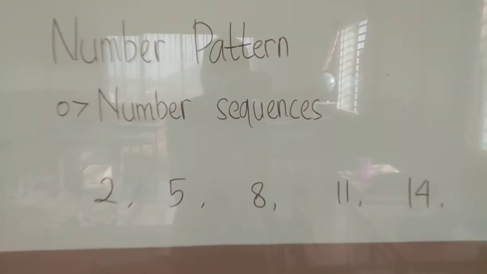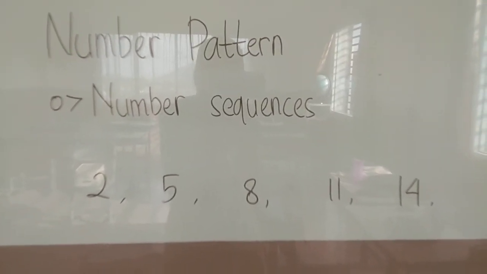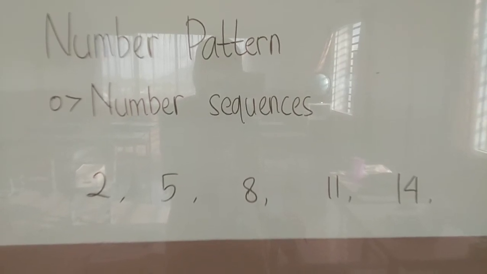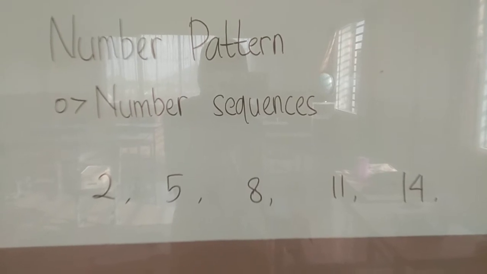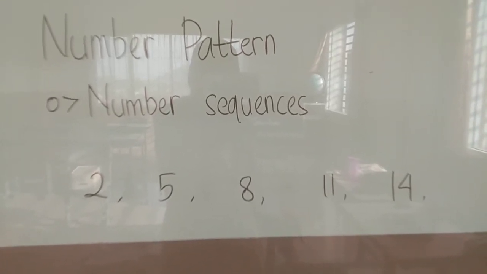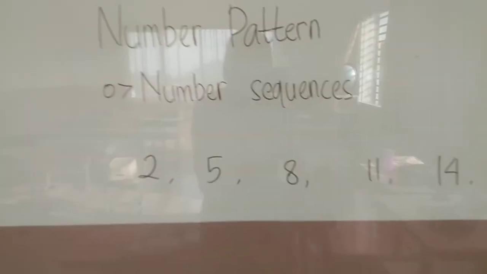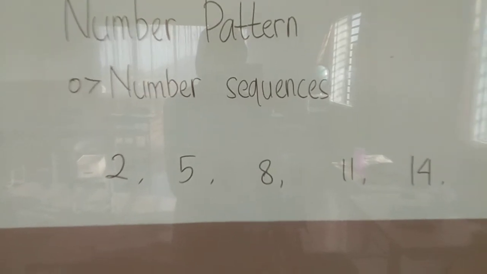Okay, we'll continue about number pattern, and you already learned about number pattern in primary 6. So now we will learn about number pattern, and especially we learn about number sequences. What is a number sequence? A number sequence means like a row of numbers. For example, like this, I have 2, 5, 8, 11, and 14.